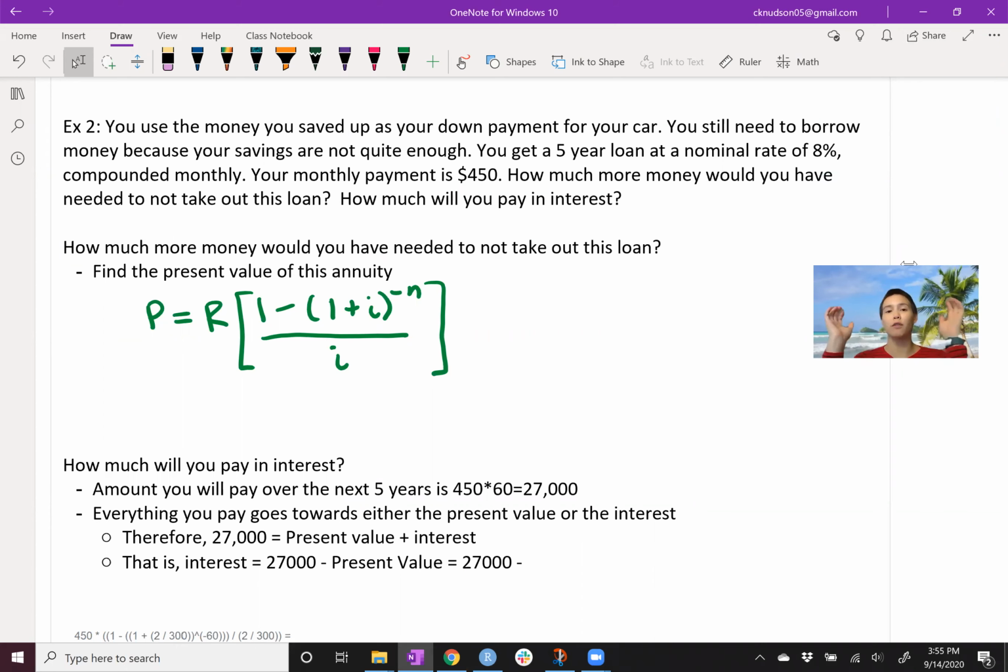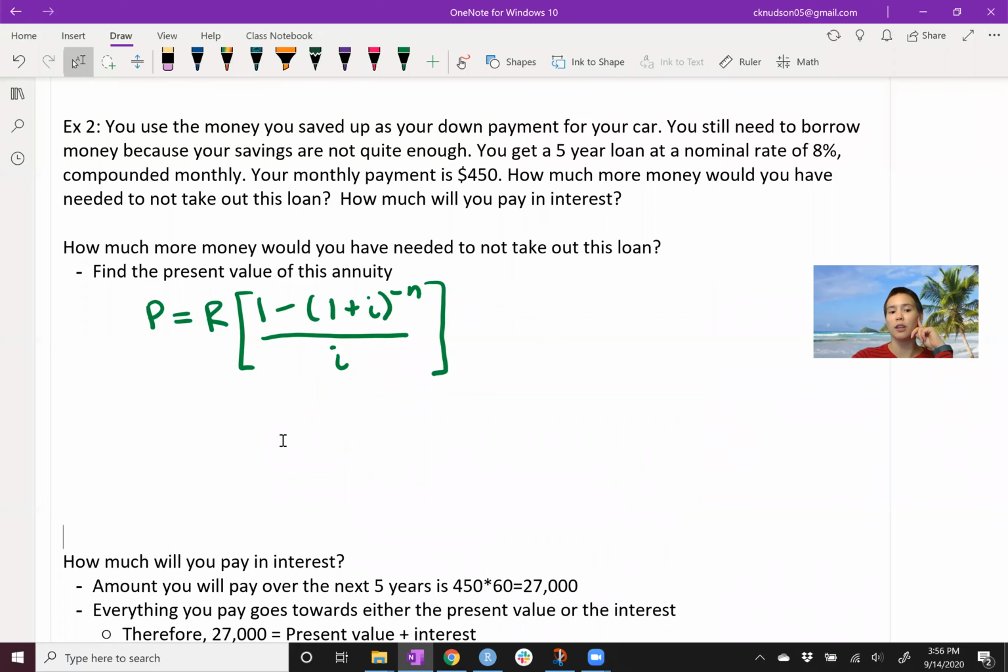So like if you could have just paid for this car in cash in full at this very moment, how much money would you need so that you don't have to take out the loan? And then once you figure that out, we'll want to know how much will you end up paying in interest due to this loan.